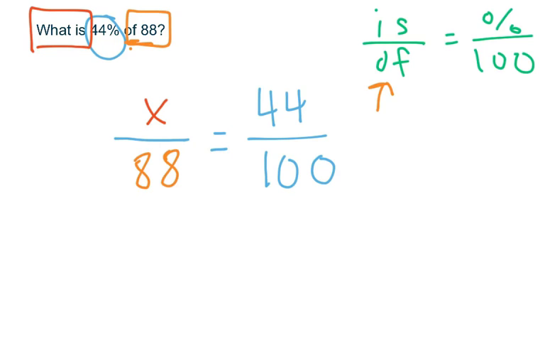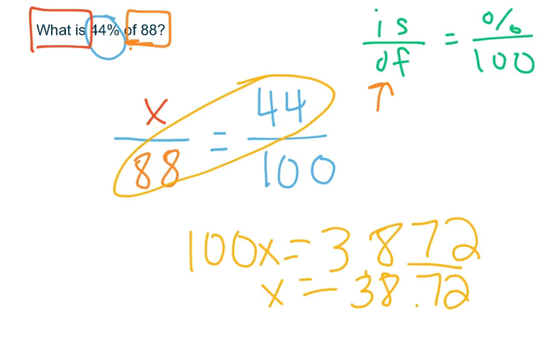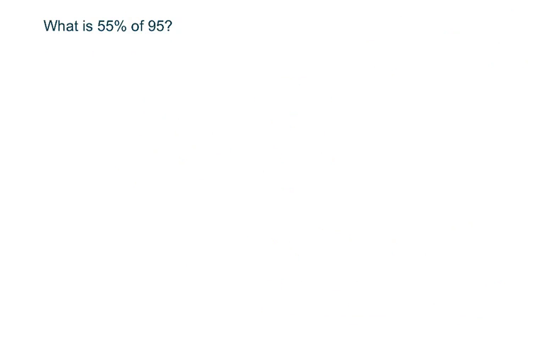And now we're just going to cross multiply like we did before and have been doing all of last week. So I would do 88 times 44, which is 3,872, and that's going to be equal to 100x. From here, I just divide by 100, and your final answer is going to be 38 and 72 hundredths. So the answer to the question, what is 44% of 88? If you think back to that circle that I drew, if the whole thing here is 88, 44% of that would be almost 39.